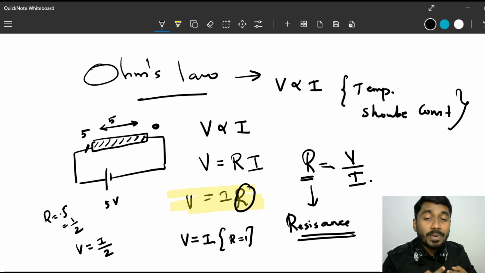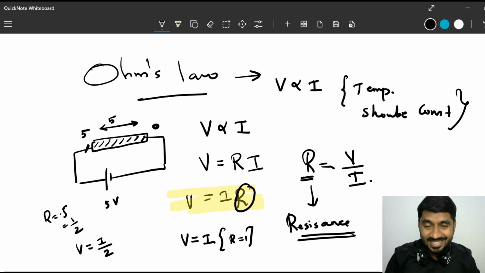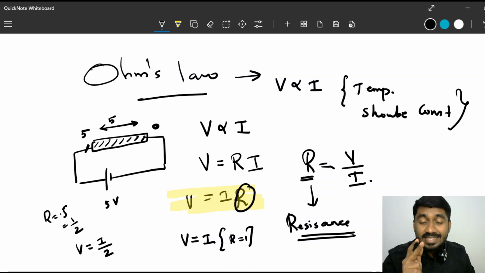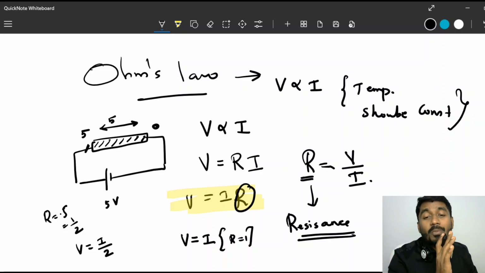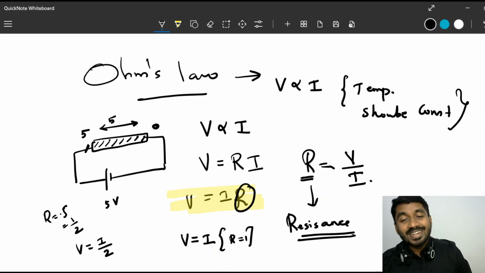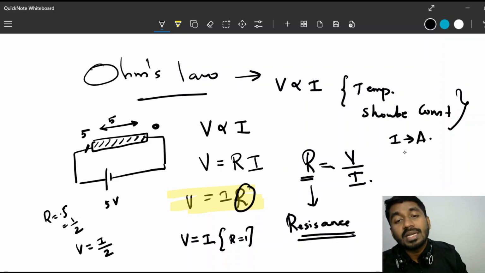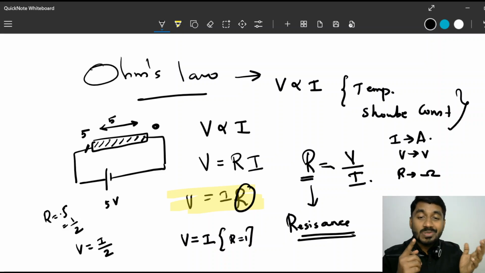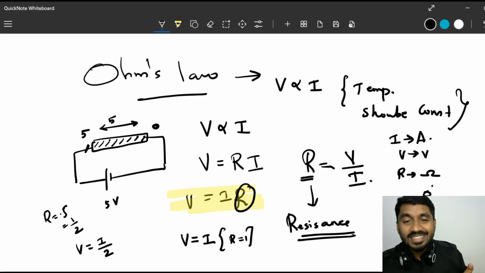It is the property of a material to oppose the flow of current through the material. That is called the resistance of a conductor. What is resistance? It is the property of a material to oppose the flow of current through a conductor. And let's see the units of all these things. Current we already discussed, ampere. Voltage is volt. And resistance is ohm. Why? Because of Ohm's law. Clear?